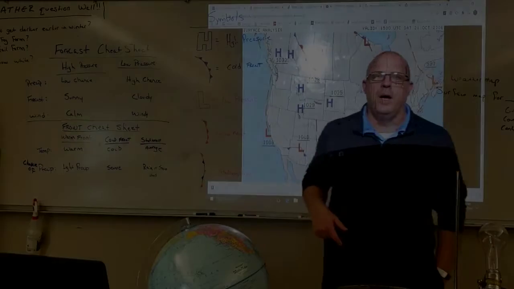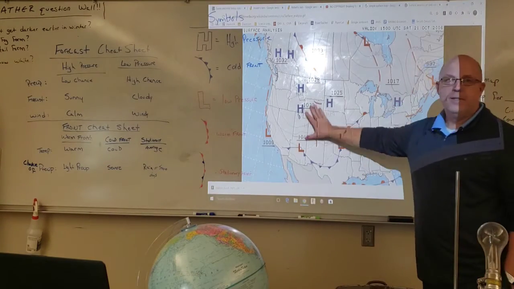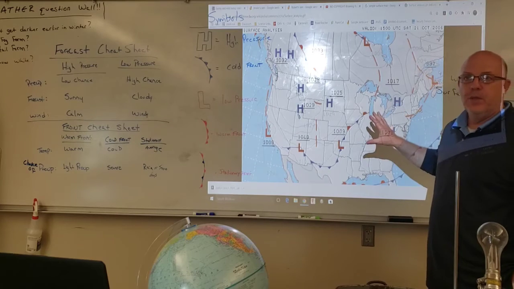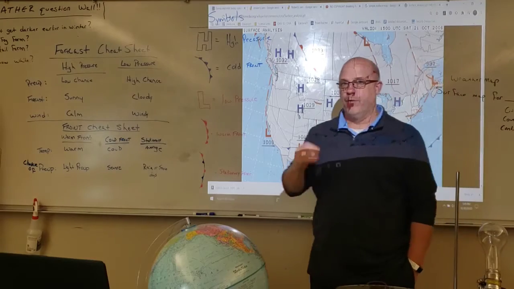All right, hey guys. Want to walk through another weather map with you. Here's another map of the United States, and I want you to be able to read it and make a prediction of it. Remember, you're looking for 5 symbols.